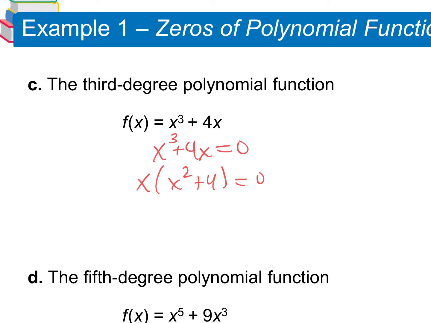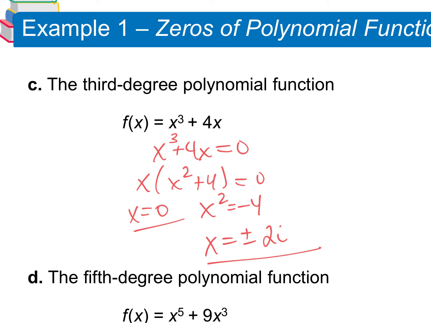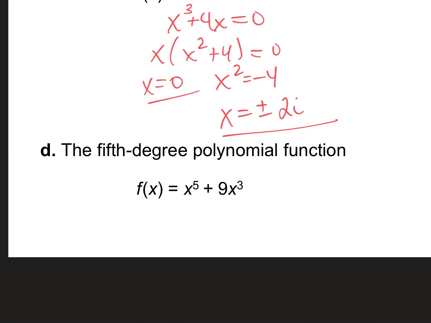So if I go ahead and solve this, I have x equals 0. And here, when I set this equal to 0, I get x squared equals negative 4, right? So x equals plus minus what? 2i. Do I have any multiplicity or anything? No. Okay. What about this? How many answers? 5. I'm going to factor out an x cubed, and I'm left with x squared plus 9. I still have 5 answers. I got 3 on the outside, 2 on the inside.